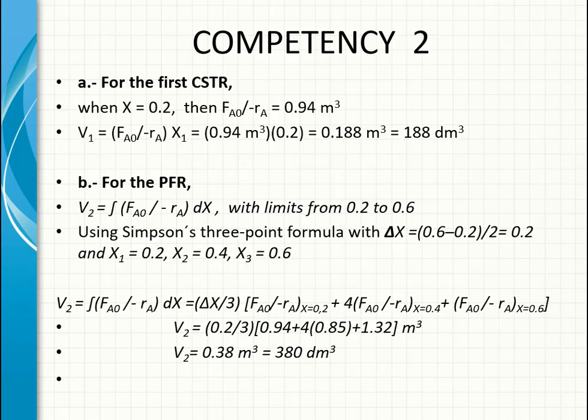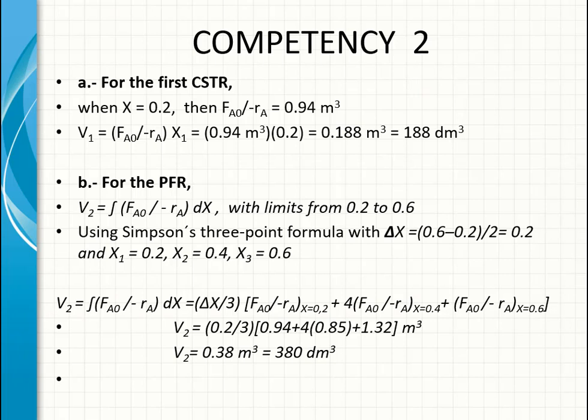For the PFR, V2 is the integral of FA0 divided by minus RA dX with the limits from 0.2 to 0.6. So here we again use the Simpson 3-point formula with delta X equals 0.6 minus 0.2 divided by 2, which is equal to 0.2, and X1 is equal to 0.2, X2 is 0.4, and X3 is equal to 0.6.